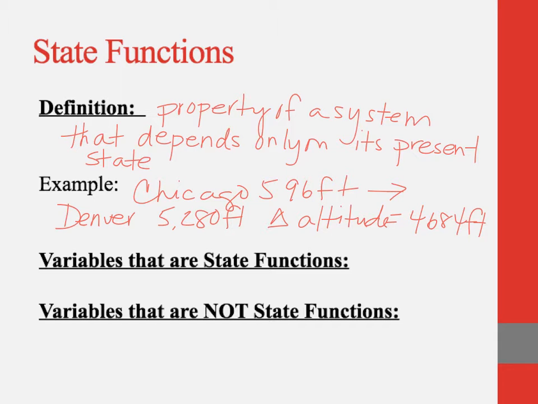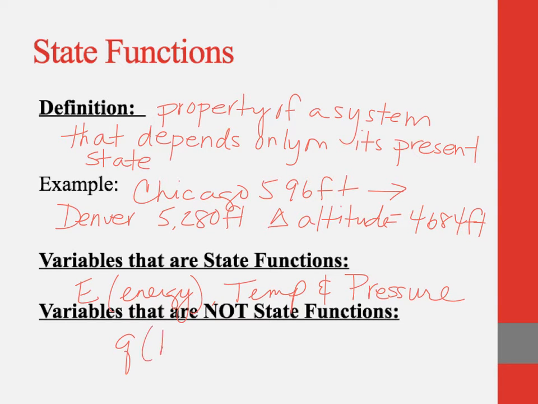So what are some variables that are state functions? Well, energy, temperature, and pressure. Variables that are not state functions would be heat and work.